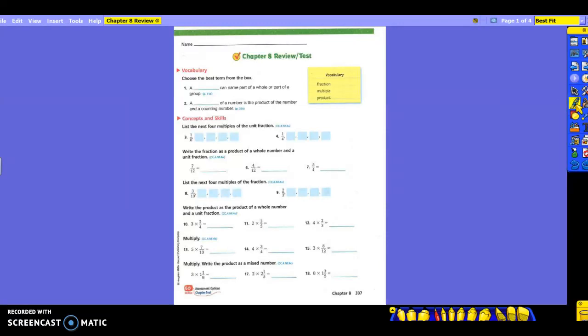Chapter review today. As always, you're going to have a couple of vocabulary. I want you to look at the next section where it says to list the next four multiples of the unit fraction. When it's asking for multiples, are you writing all the unit fractions, or what are you writing? What does it mean by multiples? Raise your hand, Aiden, please. Elena.